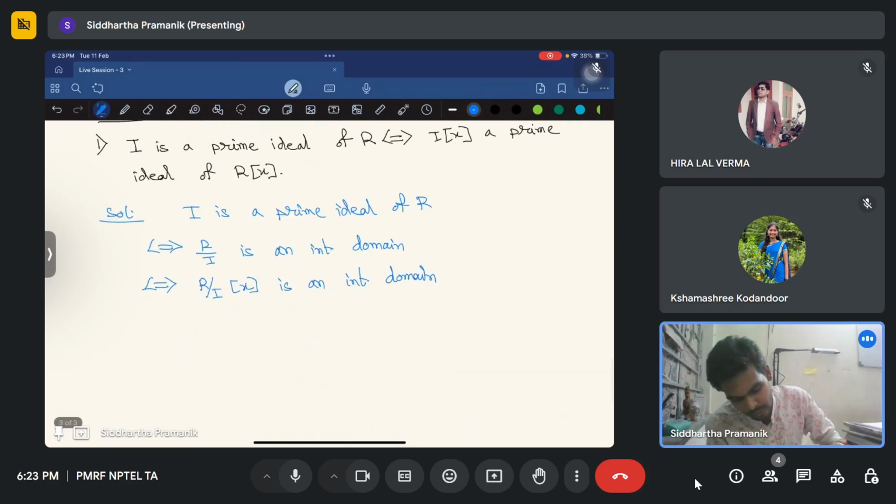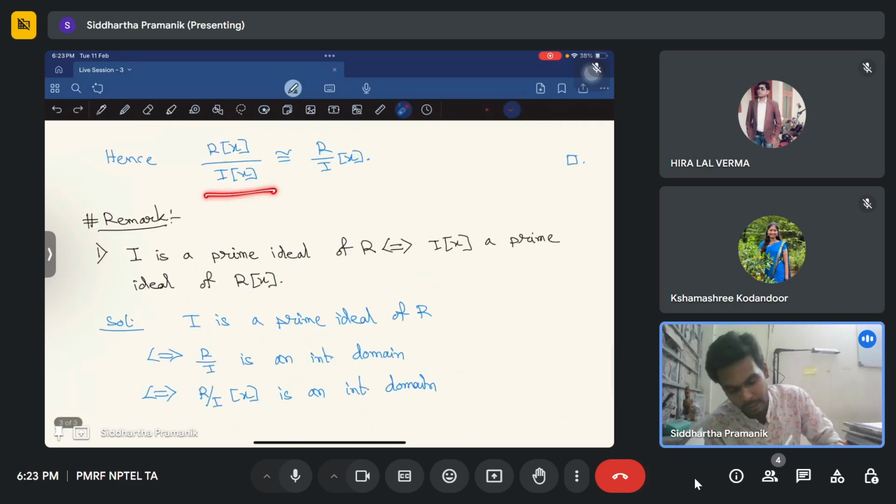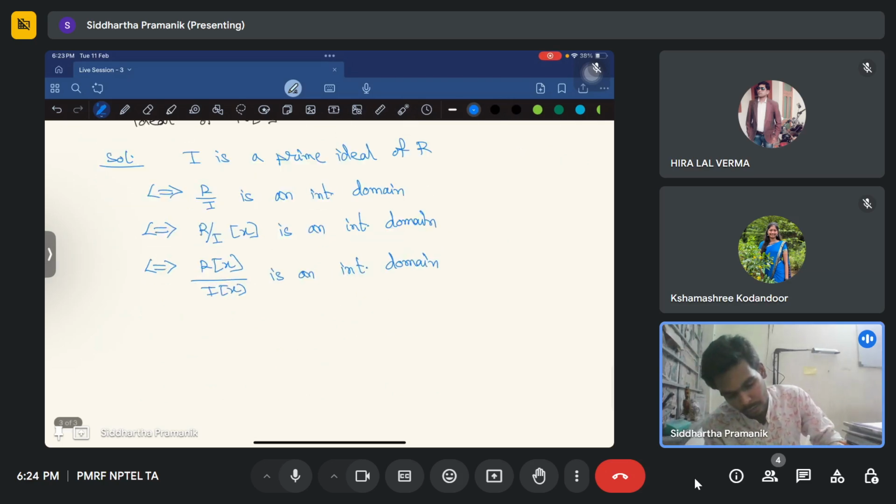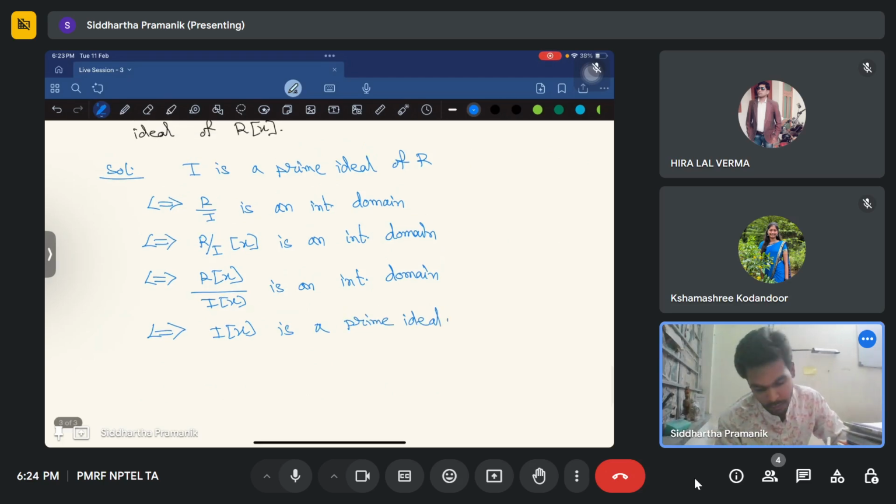But this polynomial ring is isomorphic to Rx mod Ix. So this is if and only if Rx mod Ix is an integral domain. Now this quotient ring is an integral domain if and only if the ideal is a prime ideal. Okay, is it okay or do you have any doubt in this?